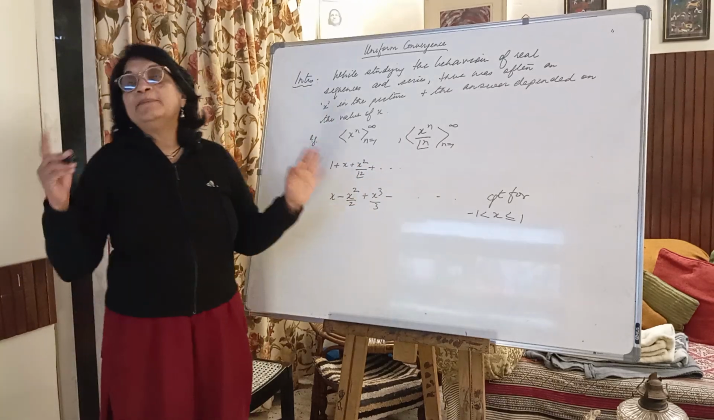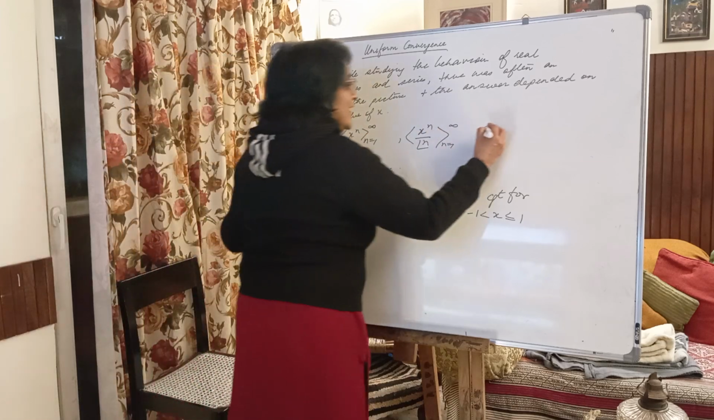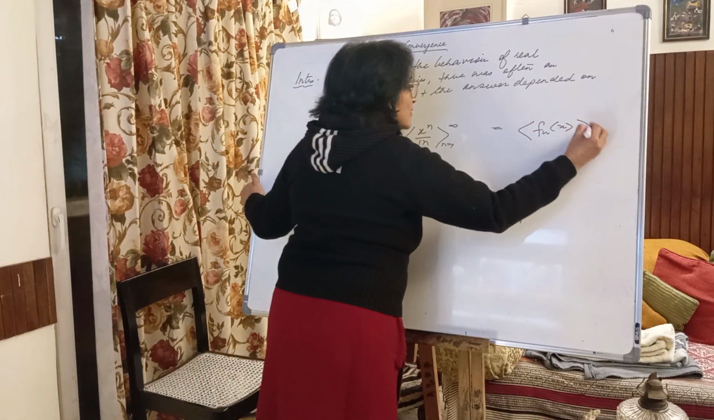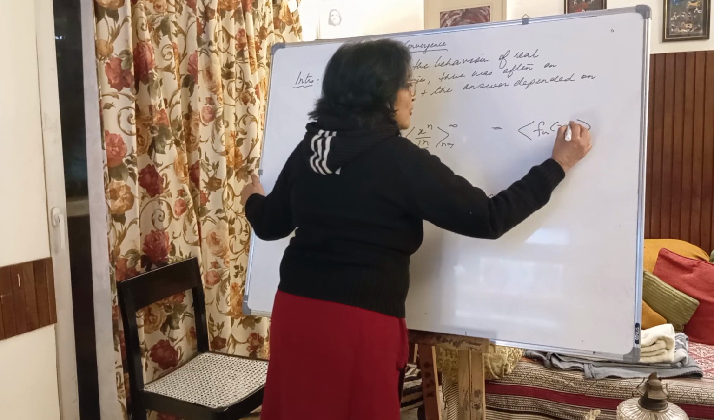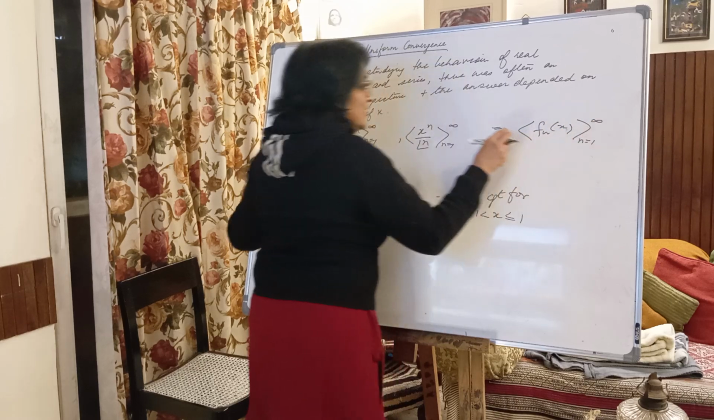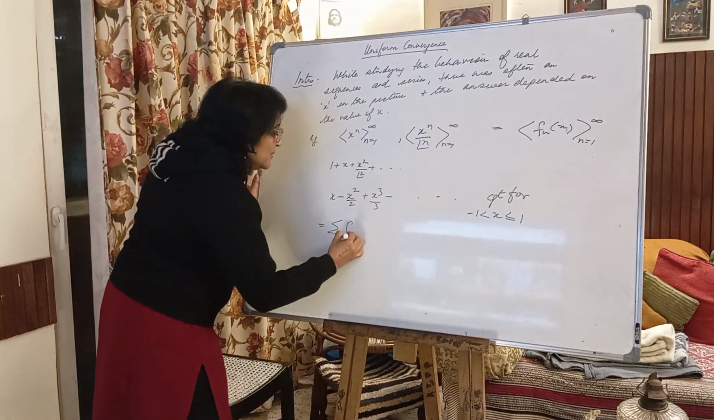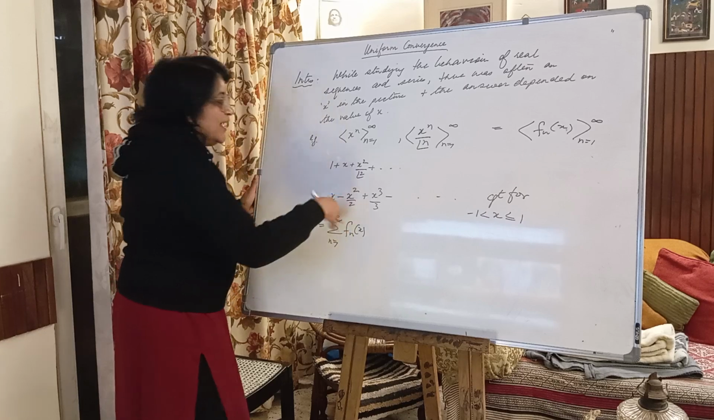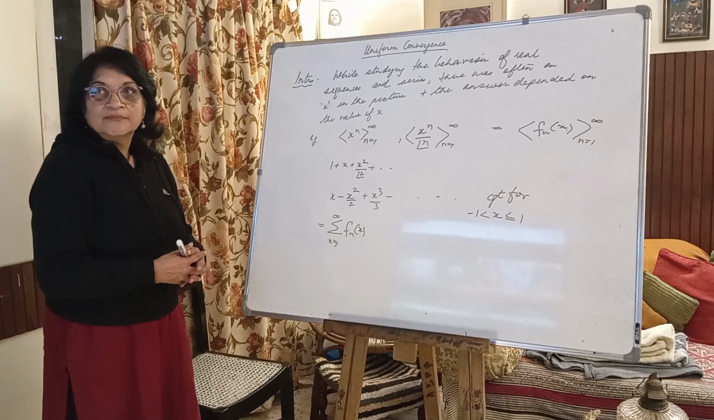But the answer depended on x as well as n. So these could be written as, say, f_n(x), n going from 1 to infinity. So it was a function of both n and x. And these could be written as sigma of the same thing, f_n(x), n going from 1 to infinity, and it depended on x as well.